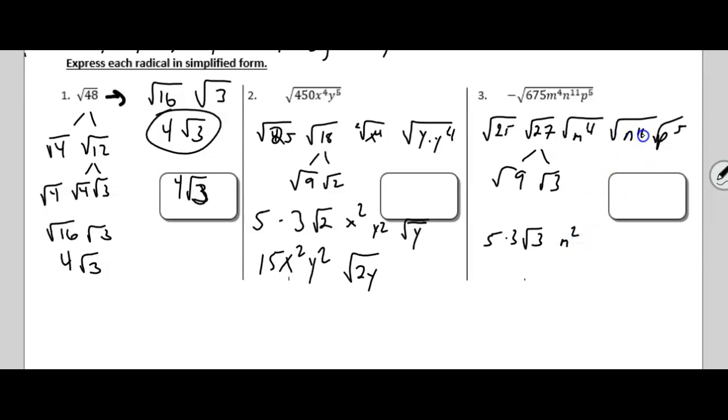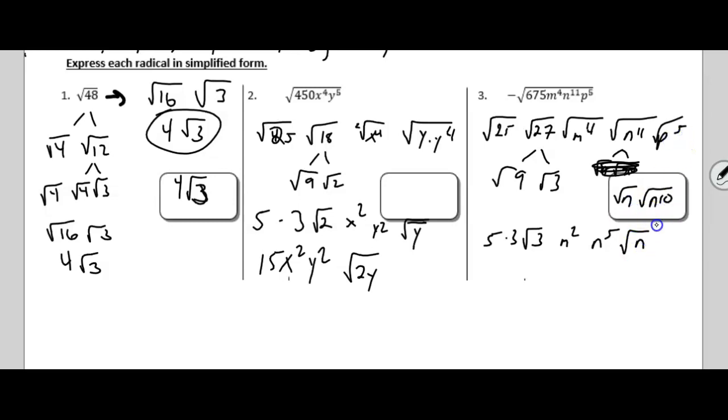Alright, n to the 11. N to the 11 can be broken up into the square root of n times the square root of n to the 10th. See, that's 11. Now, remember I said, just cut that in half. The square root of n to the 10th is n to the 5th. I still have the square root of n right there.